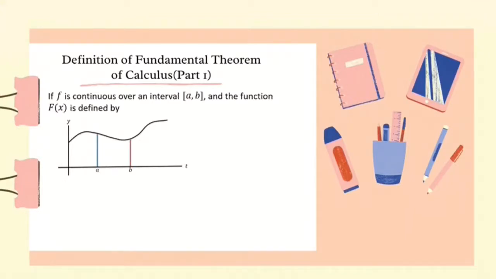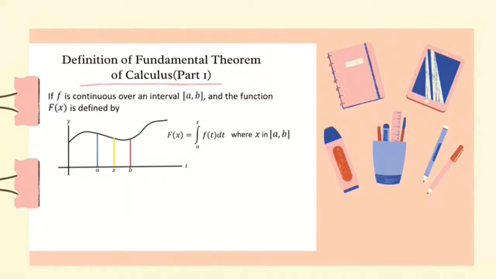Now let's define a new function which is the area under the curve between a and b. I will put some variable between a and b which is x. So we will find a new function that gives the area under the curve between a and x. So capital F(x) is equal to the definite integral from a to x of f(t) dt, where x is in the interval [a, b].